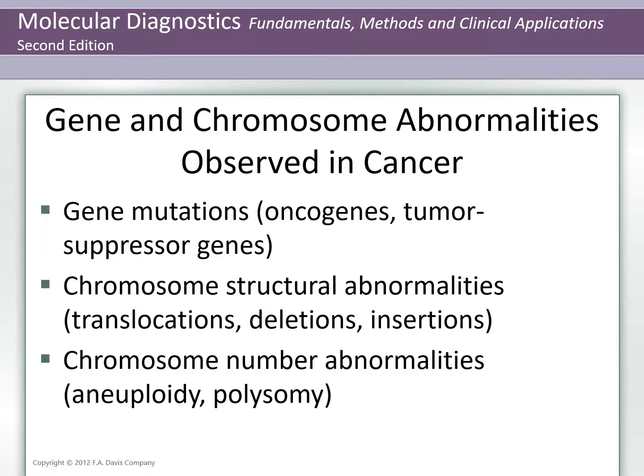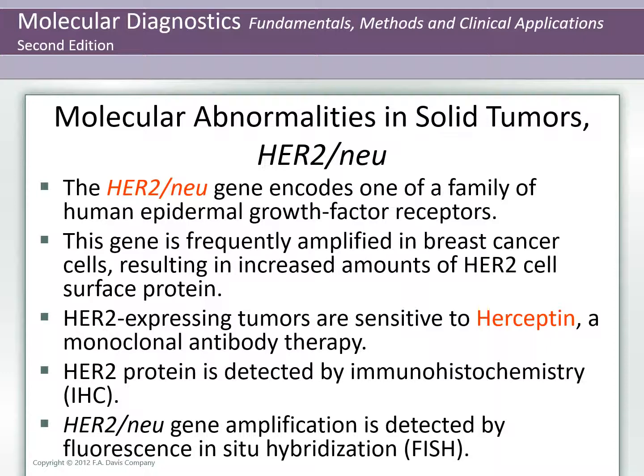The gene and chromosome abnormalities observed in cancer include gene mutations such as oncogenes and tumor suppressor gene mutations, chromosome structural abnormalities such as translocations, deletions, and insertions, and chromosome number abnormalities. Examples include aneuploidy and polysomy. Various tests are routinely performed to aid in the diagnosis, characterization, and monitoring of solid tumors. Some have been part of molecular pathology for many years, while others are relatively new. The methods applied to detect molecular characteristics of tumors are described in the next section of this chapter.